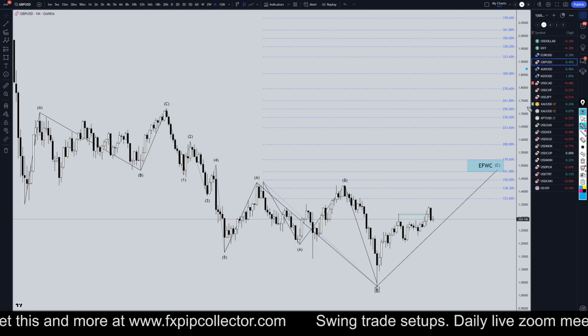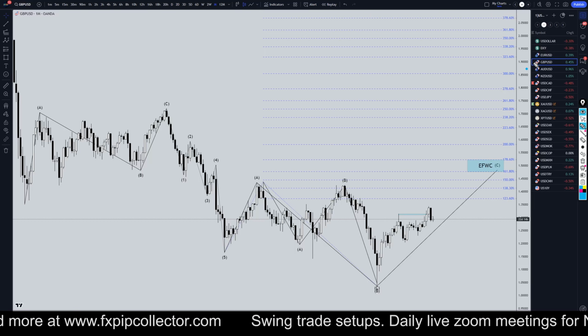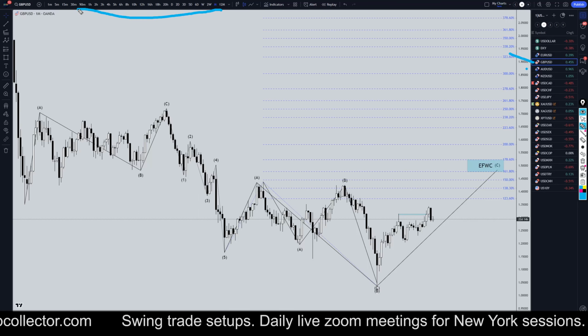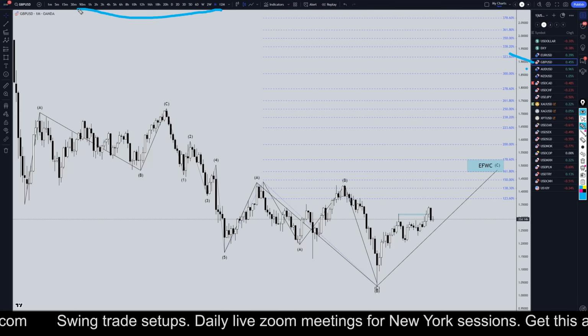Today is Thursday, November 7th, and I'm going to be analyzing the pound dollar, starting on the monthly, working my way all the way down to the 1 hour time frame for the full top-down analysis.